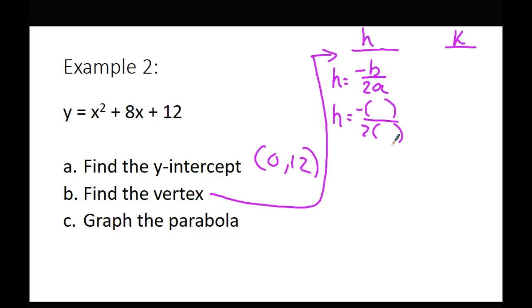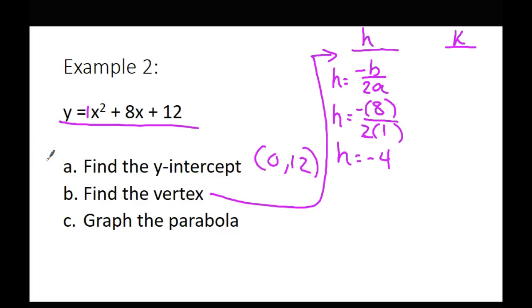My b is 8. My a is the number in front of the x squared, which in this case is 1. So we have negative 4. So that's the h part of my vertex. And the way that we said we were going to find the k is by plugging that number in to this equation. It's at the 2.